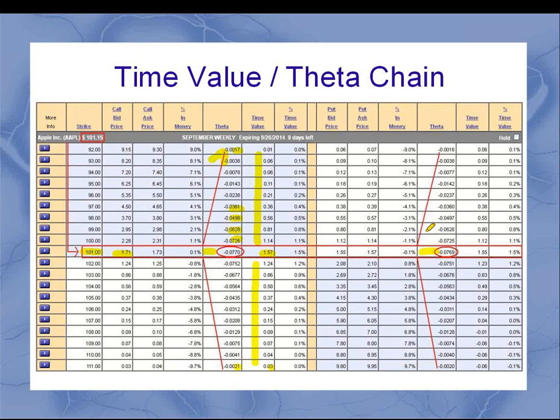And our puts, of course, the same thing. As we go deeper in the money, higher strike prices, we see a decrease in theta because it's a lower theta. So we're going to have lower decay over time. As we go out of the money, we see the lower theta as well.